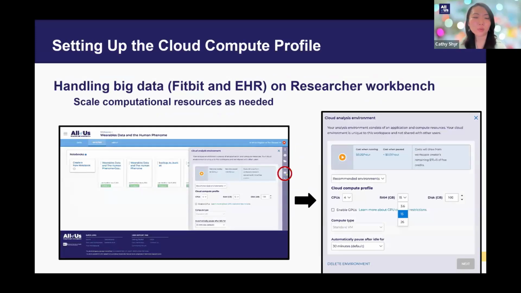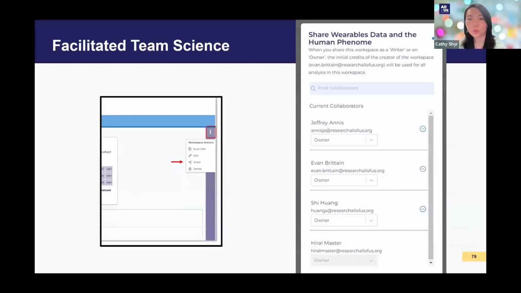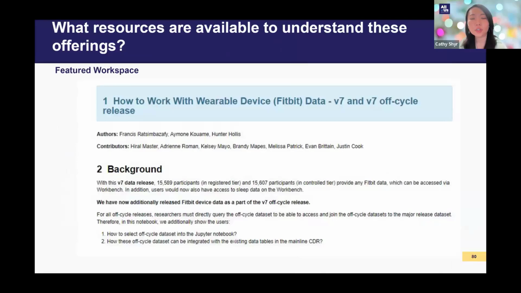One thing I want to mention is that when handling large-scale, high-dimensional data like Fitbit and electronic health records on the researcher workbench, researchers have the option of scaling and changing the computational resources as needed, such as the number of CPUs and the RAM. The researcher workbench also enables researchers to collaborate with others, so you can easily share your analysis code or workspace with your collaborators. If you're interested in learning more about Fitbit data, we have a great featured workspace on how to work with wearable Fitbit devices that you can check out on the researcher workbench.